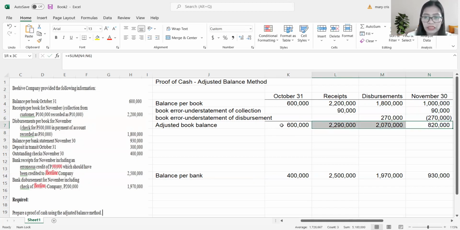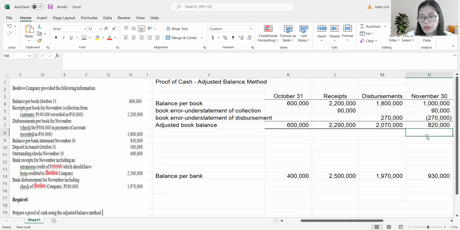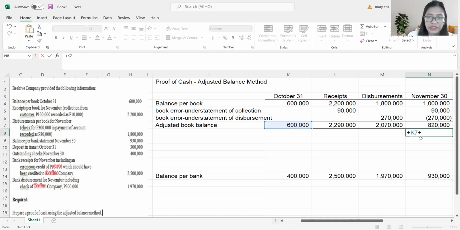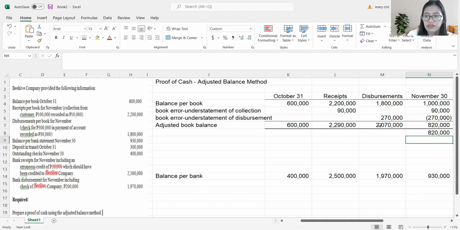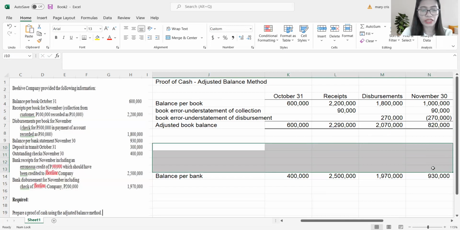And then lastly, for our November 30 balances, we simply add them. So you have 820,000. Now, if you're going to check whether this is correct or not, pwede mong gawin yun. Dapat yung ending balance mo ng November 30, if you are to compute for that in a horizontal manner, say 600,000 plus 2,290,000 minus 2,070,000. So, dapat the same lang din siya. So, vertically, horizontally, dapat you'll come up with the same amount. So, you have 820,000.